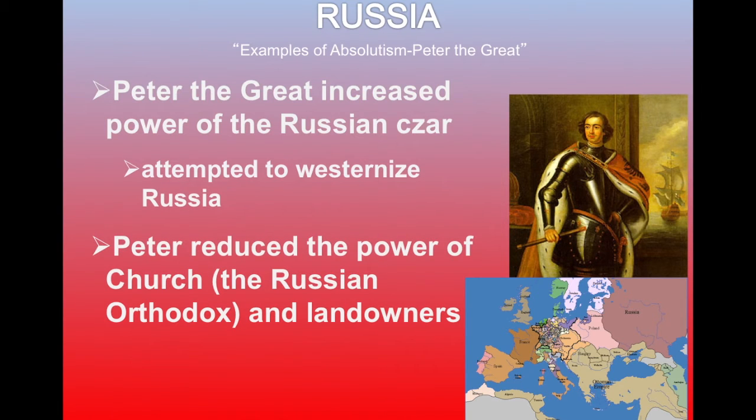Peter reduced the power of the church, the Russian Orthodox Church, and also the landowners. So just as the other absolute monarchs start to reduce the power of those who create their power, they're going to turn, so to speak, on those who gave them their power. Peter left a modernized army in Russia, and so he will be the first one to really create that modern army.